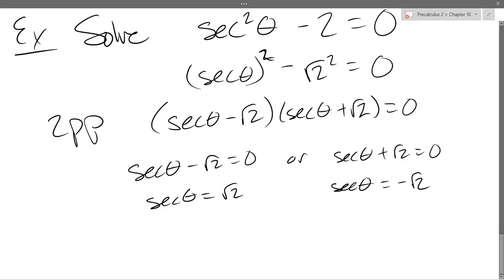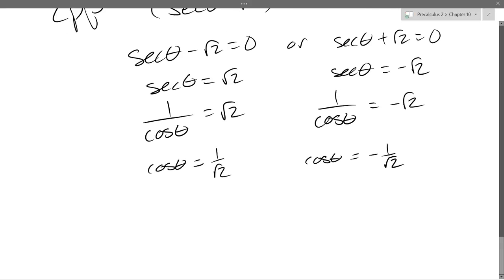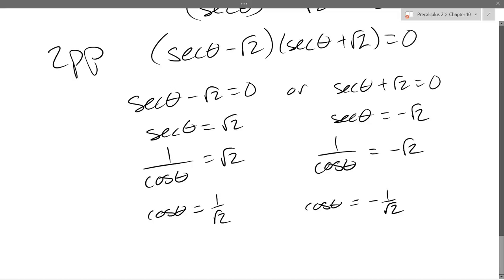Can I turn this problem into something with cosine or sine in it? So we'll write secant is 1/cosine. So let's use that. I like to think in sines and cosines instead of secants and cosecants. So I'm going to turn this into 1/cos theta is √2, and 1/cos theta equals -√2. And now I'm going to reciprocate both sides. You could also multiply by cos and divide by √2. You'll have the same effect. So cos theta is 1/√2 or -1/√2.